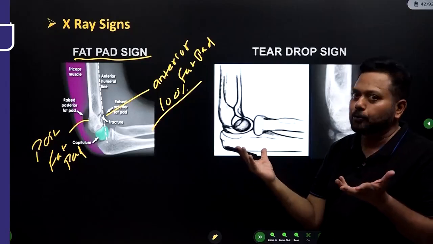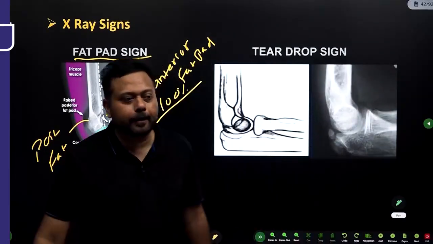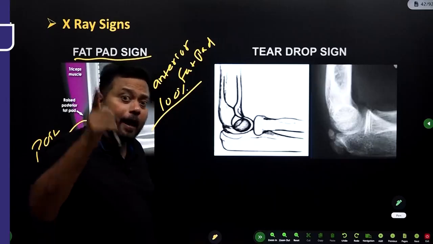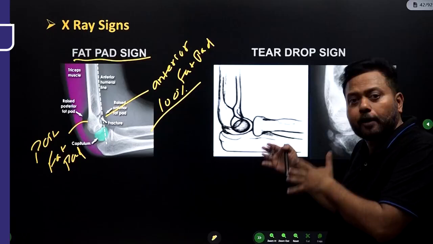They may frame an MCQ like that. So, fat pad sign is very important. What is the second radiological sign? In detailed fashion, I had already discussed it in our main recording. This is just a quick revision, so I am going fast.